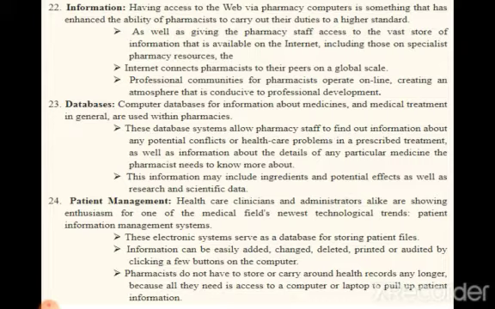Patient management. Healthcare clinicians and administrators alike are showing enthusiasm for one of the newest technology trends in the medical field, a patient information management system. These electronic systems serve as a database for storing patient files. Information can be easily added, changed, deleted, printed, or audited by clicking a few buttons on the computer. Pharmacists do not have to store or carry around health records any longer, because all they need is access to a computer or laptop to pull up patient information.